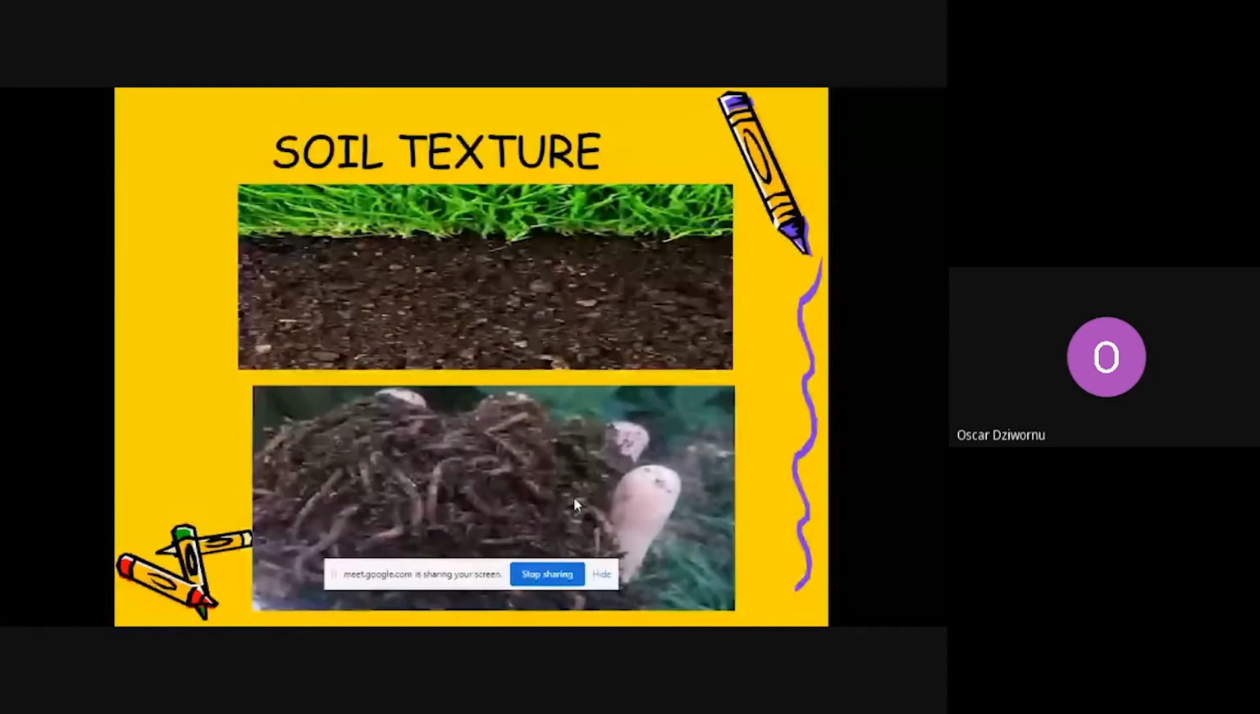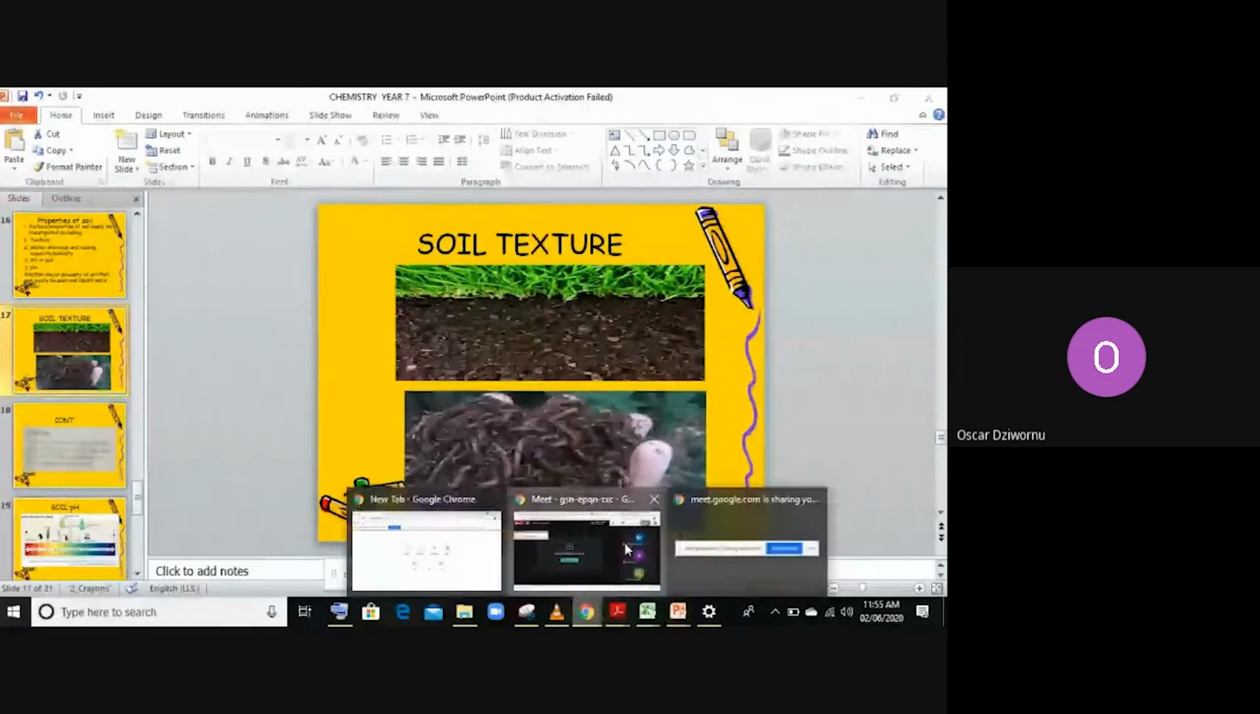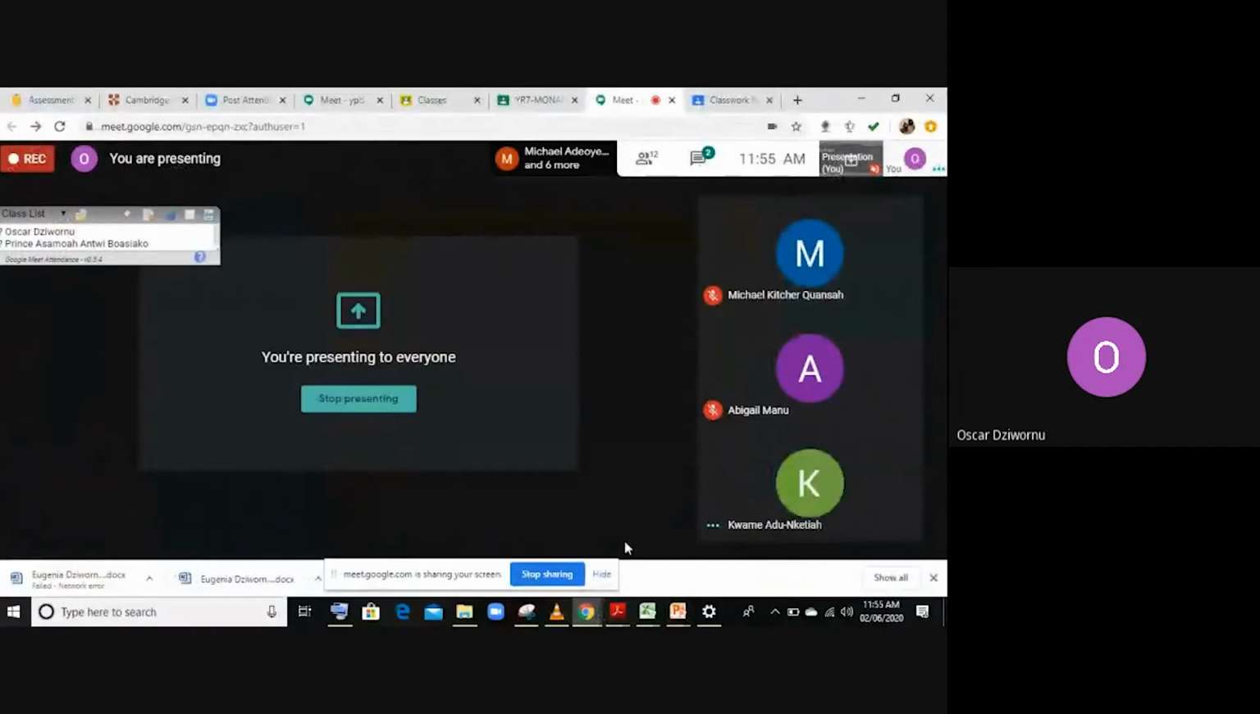All right. Now, the picture below has two different soil samples, each picture showing a sample of soil that is being observed. When we say texture of a soil, what do we mean by that? What do we mean by texture of a soil? Raise your hand at the column. Most of you have gained your stars now.